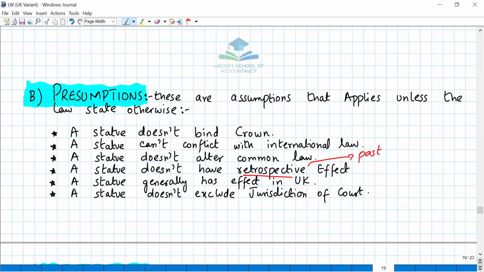This law will not have any past effect. It will only have prospective effect. A statute generally has effect in the UK, because we are talking about UK law. A statute doesn't exclude the jurisdiction of the court. A statute cannot exclude the authority of the court. So these are the presumptions. Presumption means this is what a judge will always assume while making a decision, unless the law states otherwise.